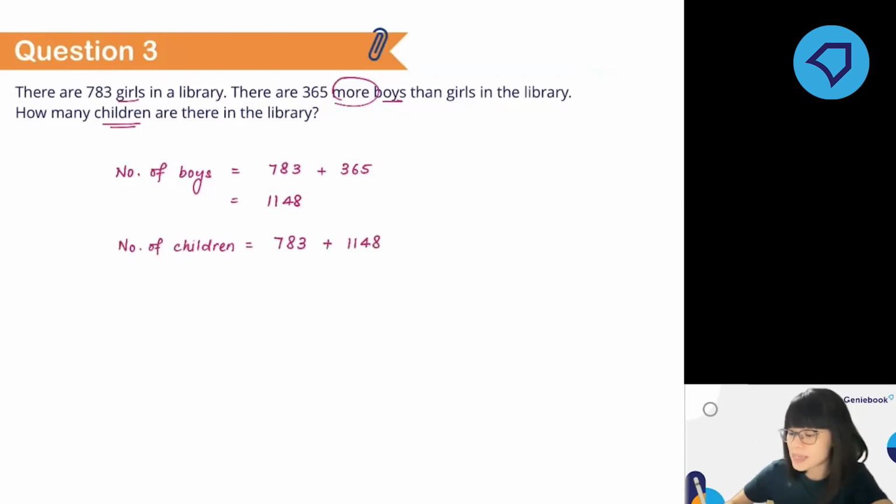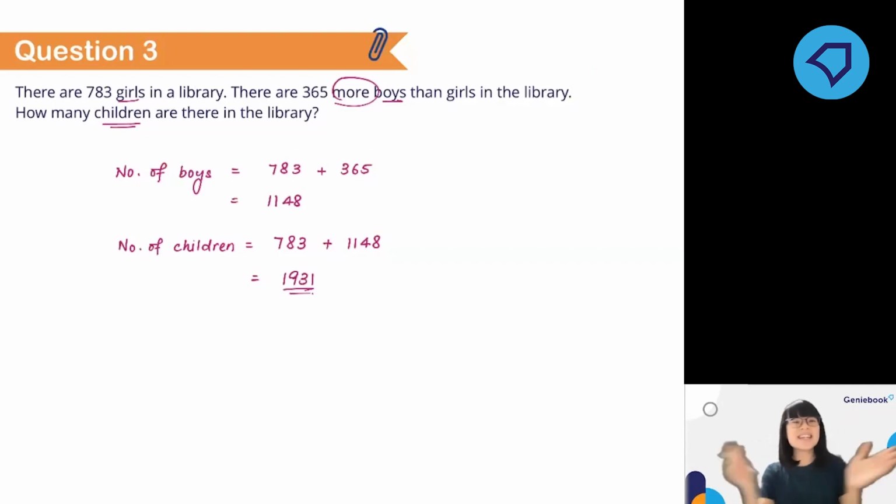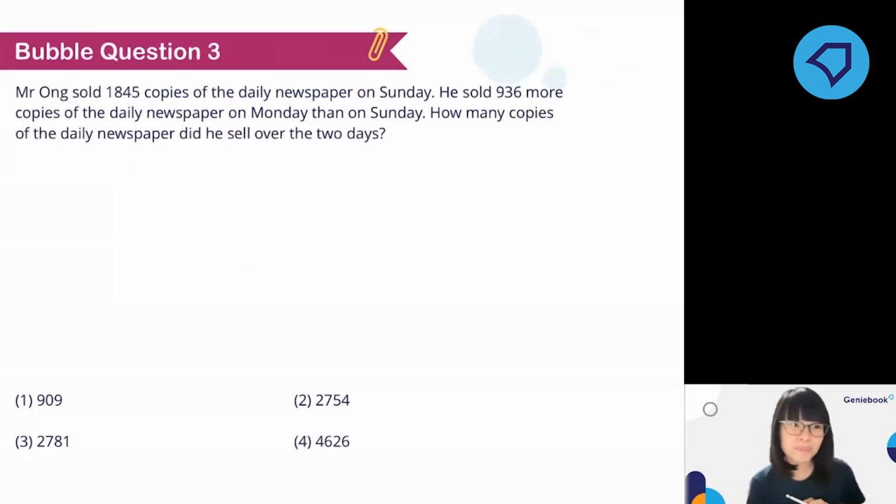Excellent job. And then you guys can give me the final answer to be 1,931. Excellent. Good job, guys. Okay, so now, no question, right? Everybody can follow this one. So let's move on to our bubble question number 3.